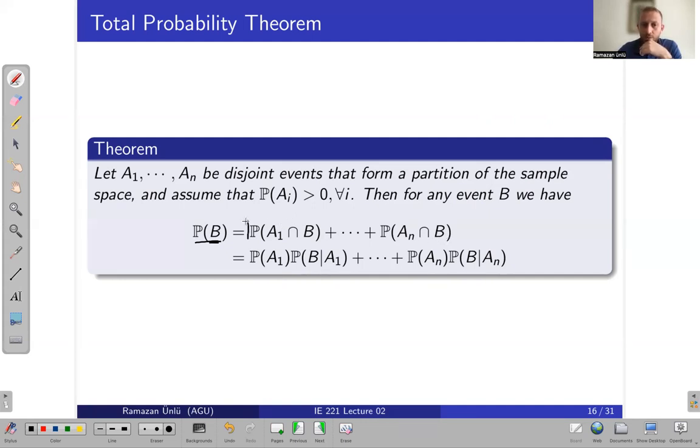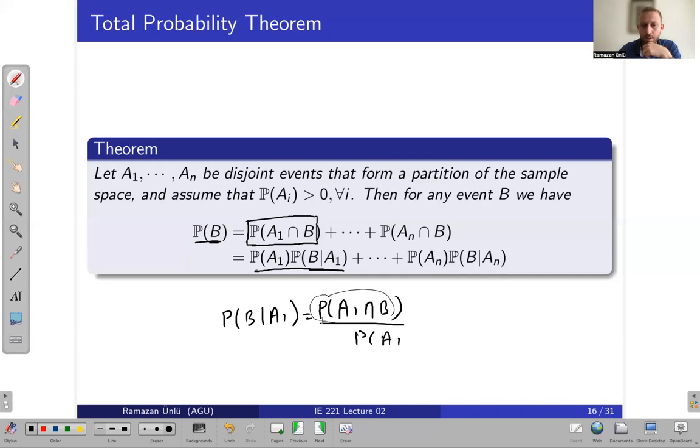So we can rewrite this one like this, right? Because remember the definition of the conditional probability. The probability of B given A1 is equal to the probability of A1 intersect B divided by the probability of A1. So this term is the multiplication of these two terms, and we rewrite this part as this one, right? And we can do this for any kind of events.